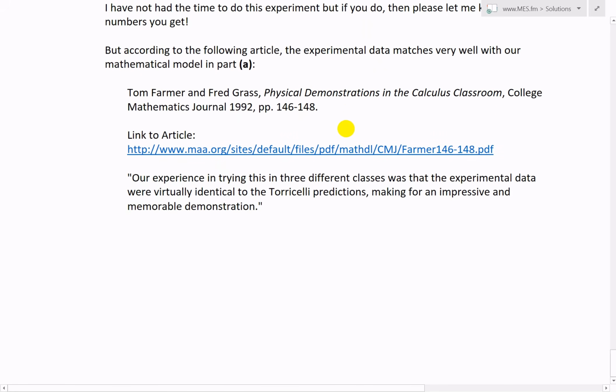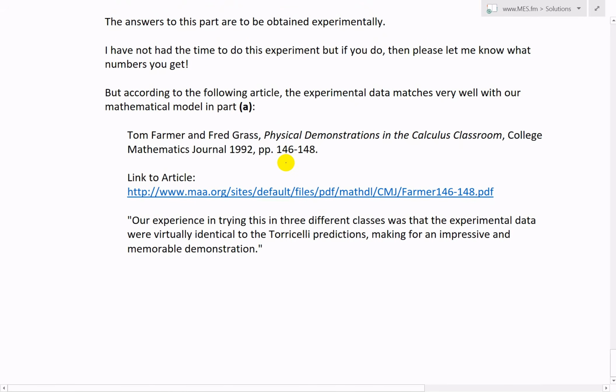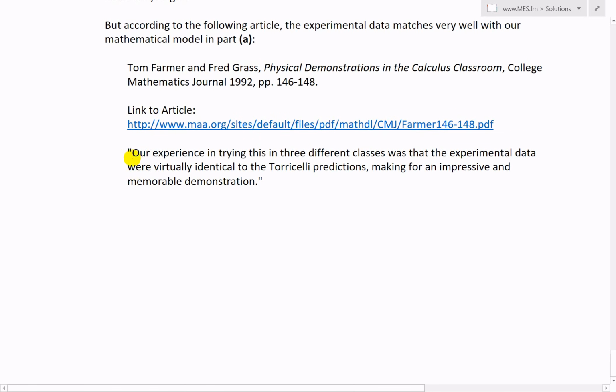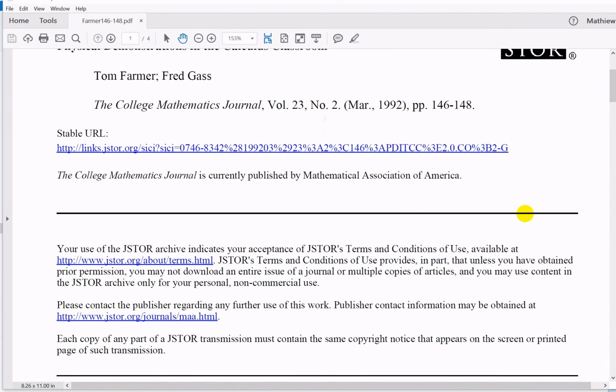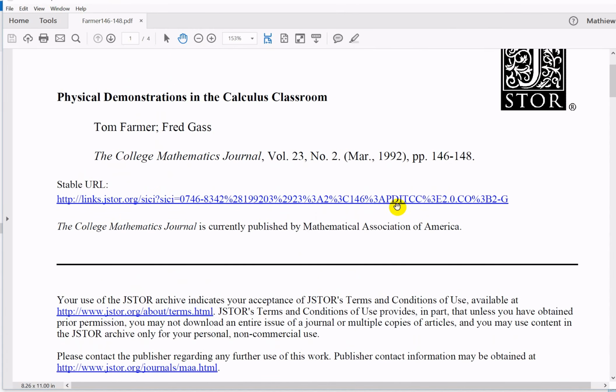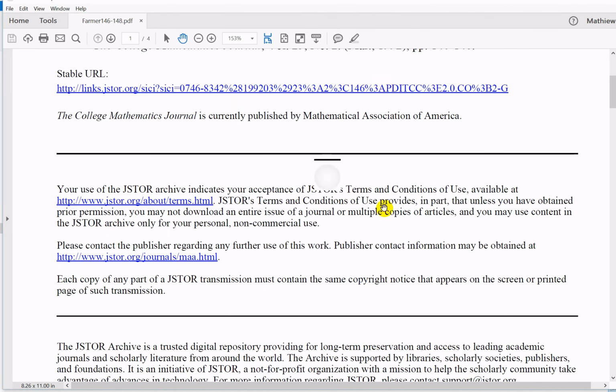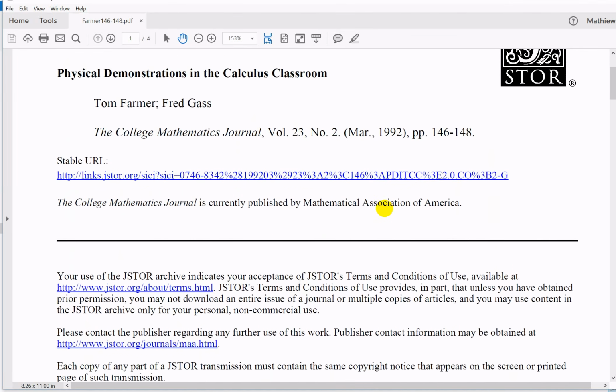That's a long time ago, about 24 years ago. On pages 146 to 148, you can see this paper, and here is the link to it. The quote was: our experience in trying this in 3 different classes was that the experimental data were virtually identical to the Torricelli predictions, that's our part A, making for an impressive and memorable demonstration. You can download it from that link, and here's another link that I think just redirects to it, but anyways, this is that paper.